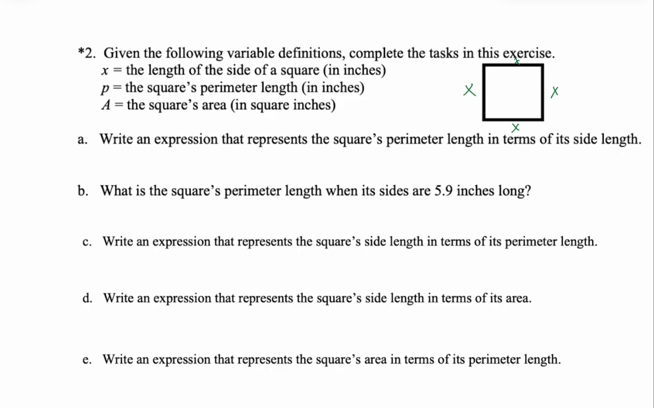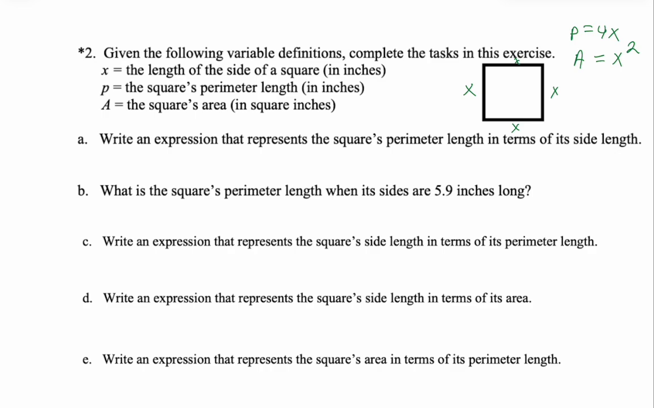So we know we should add up those 4 things in order to find that perimeter. We could even say that P equals 4x. And it says the area, we're going to call that A, is the square's area in square inches, and the area is going to be x squared. Hopefully those are formulas you recall from geometry.